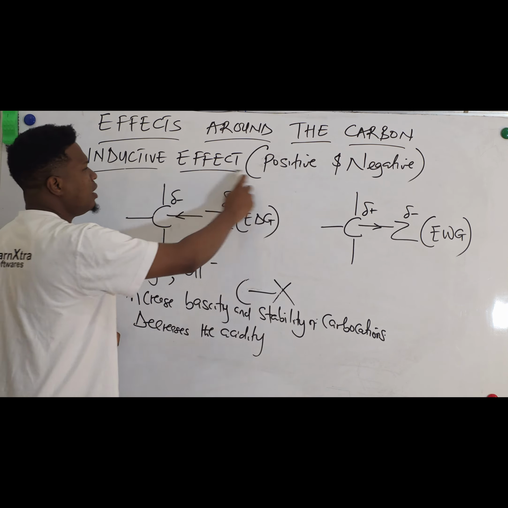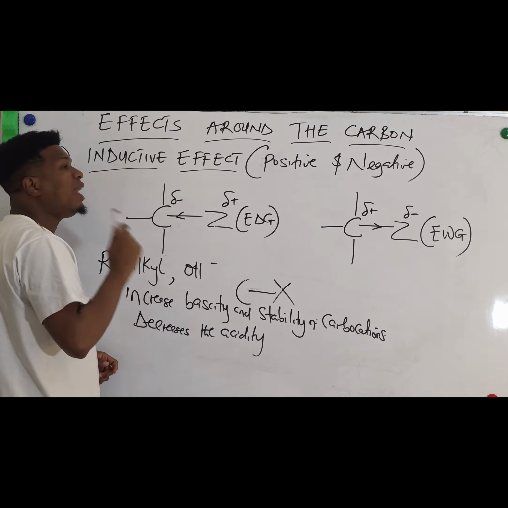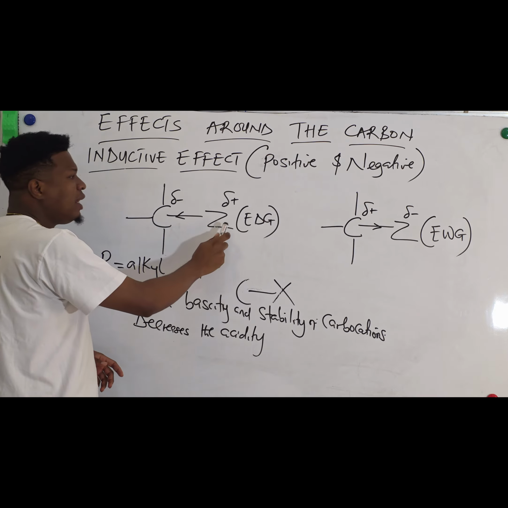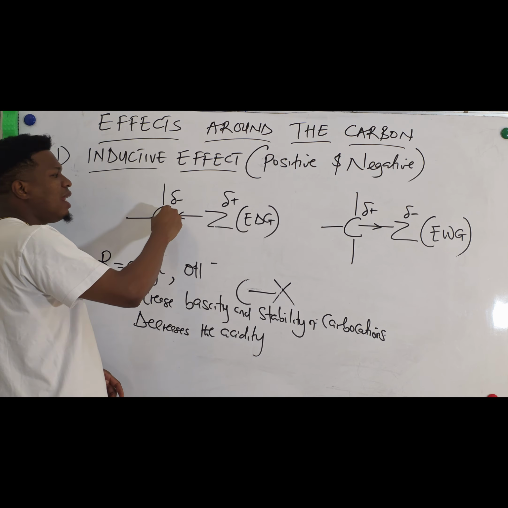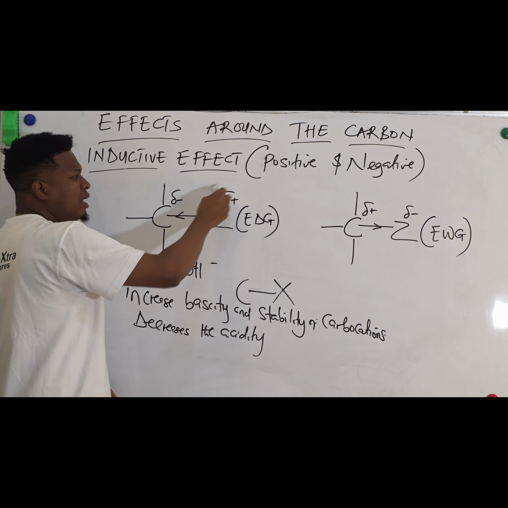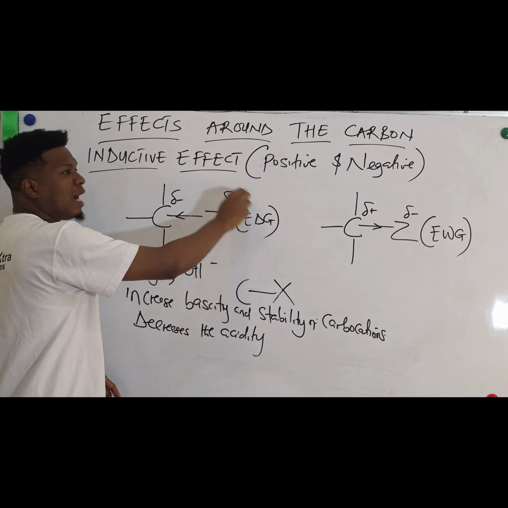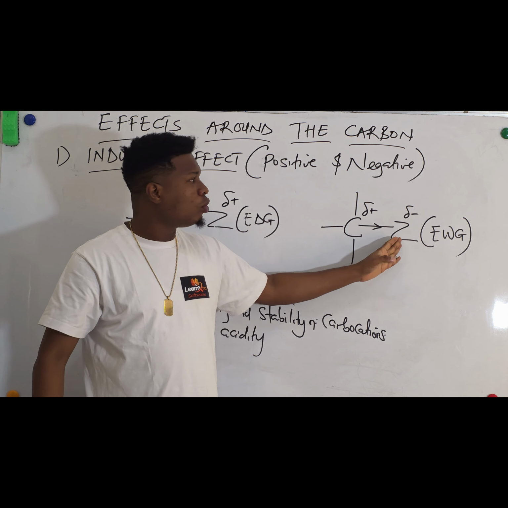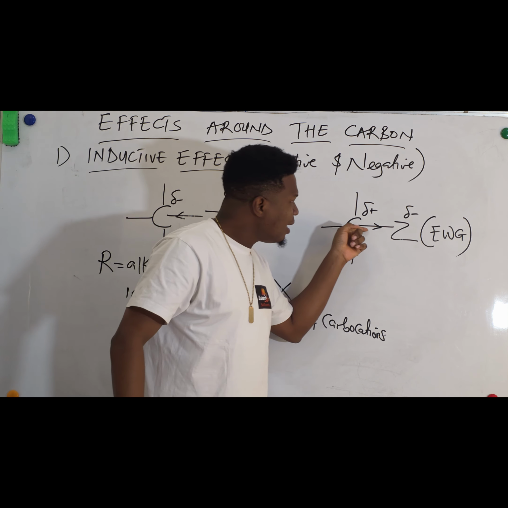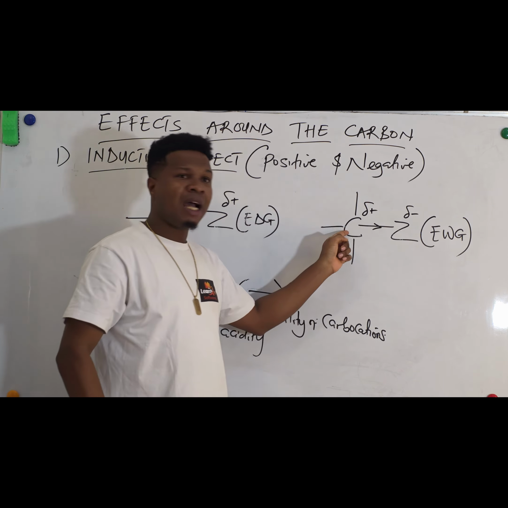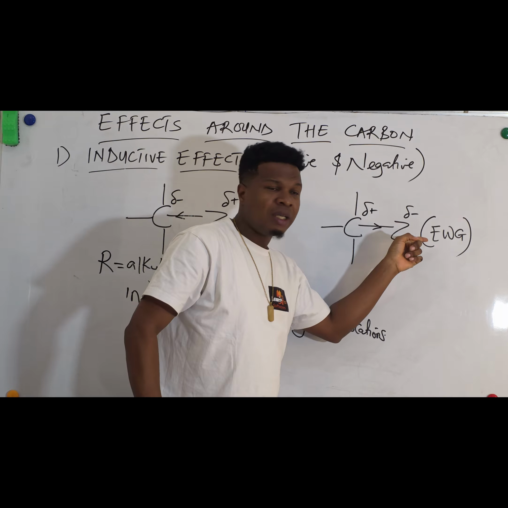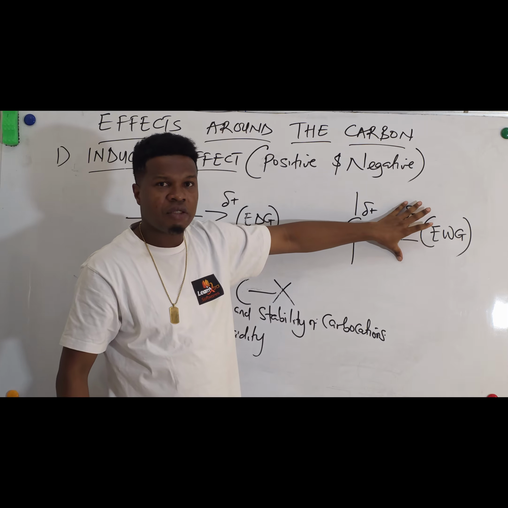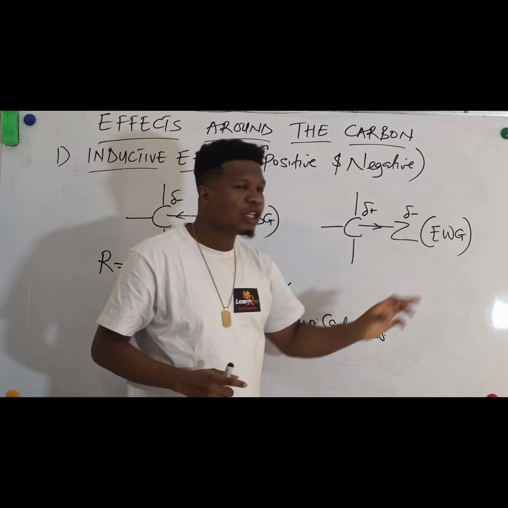So this is called positive inductive effect. Why is it a positive inductive effect? A positive inductive effect is created when the electron donating group donates electron to the carbon, thereby creating a positive inductive effect on that atom. But for a negative inductive effect, the atom or molecule withdraws electron from this carbon, and then creates a negative charge here. So this is a negative inductive effect, and molecules that can do that are called electron withdrawing groups.